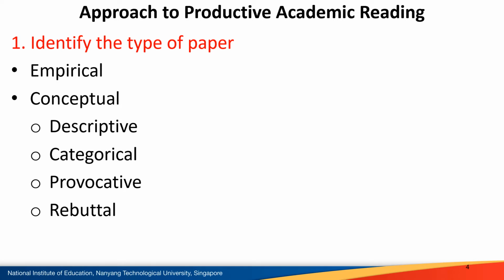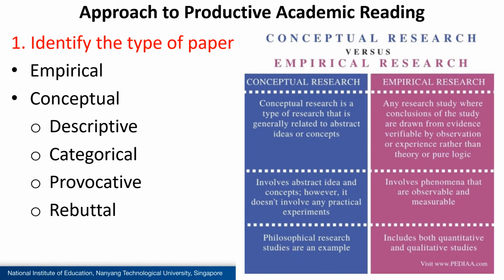The very first step in productive academic reading is to identify the type of paper that you are currently reading. You can do that by reading the abstract to get an idea of whether it is either an empirical paper or conceptual paper. Basically, an empirical paper is any research study whereby the conclusions are drawn from the evidence that is verified by observation or experience rather than just a discussion or assertion or pure logic. So it usually involves a phenomenon that's observable and measurable, and it can be both quantitative or qualitative.